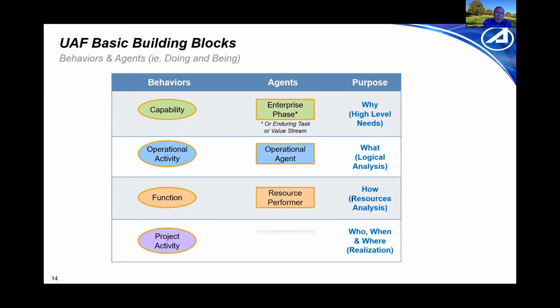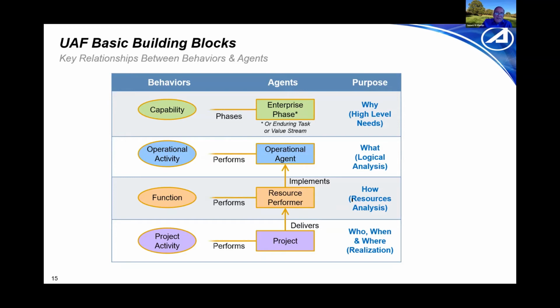So those are the behaviors, but we also have some basic agents defined at the lowest level. We have projects that perform those activities that deliver resource performers. Resource performers implement operational agents, and all these agents will perform the behaviors on the left. And at the enterprise level, we have enterprise phases, or what we call enduring tasks or value streams, that are the agents that are phasing the capabilities. In other words, you will not deploy capabilities all at once. You usually deploy those in increments or phases.